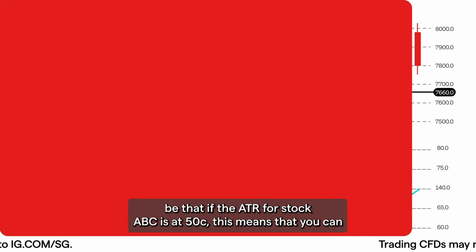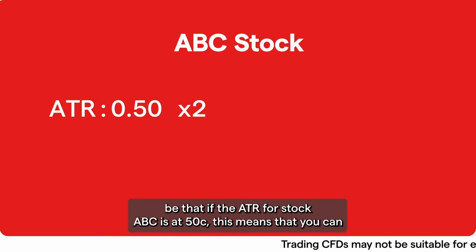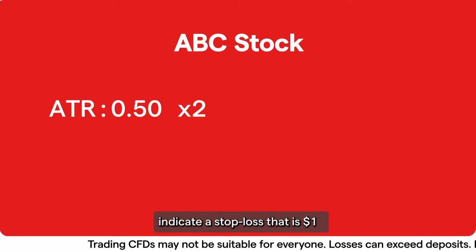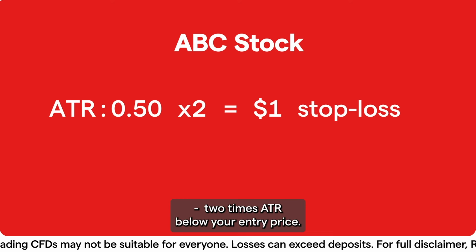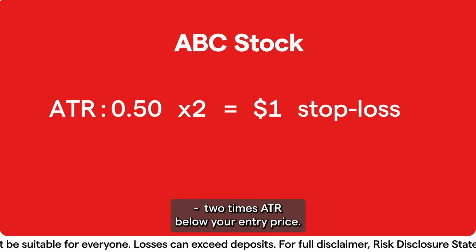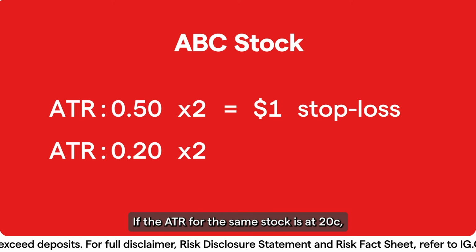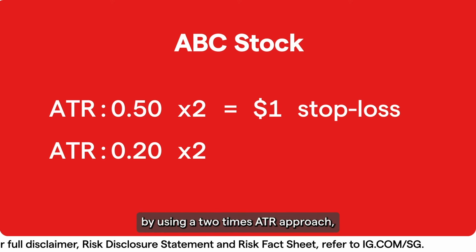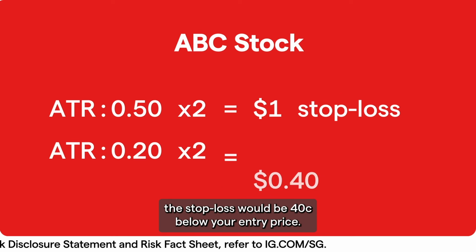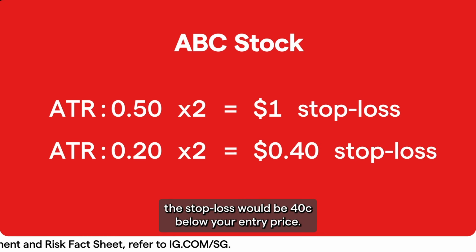An example would be that if the ATR for stock ABC is at 50 cents, this means that you can indicate a stop loss that is $1, 2 times ATR, below your entry price. If the ATR for the same stock is at 20 cents, by using a 2 times ATR approach, the stop loss would be 40 cents below your entry price.